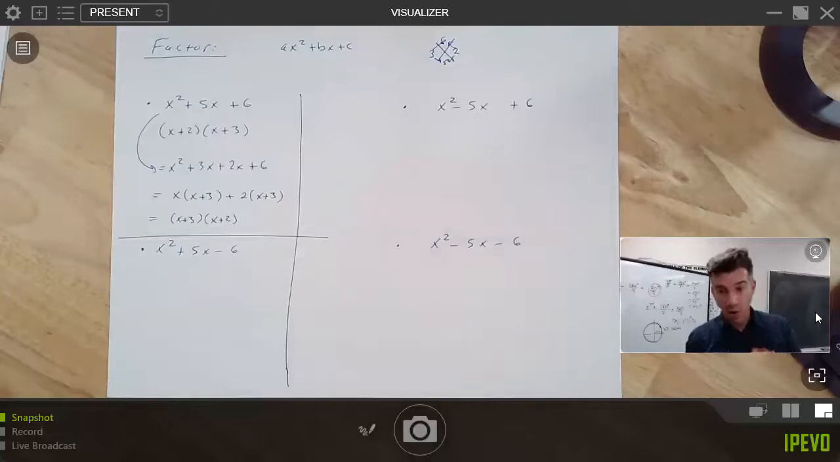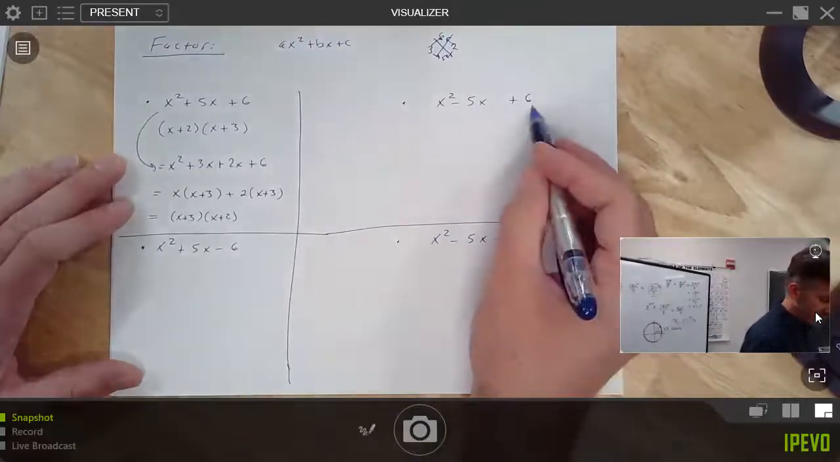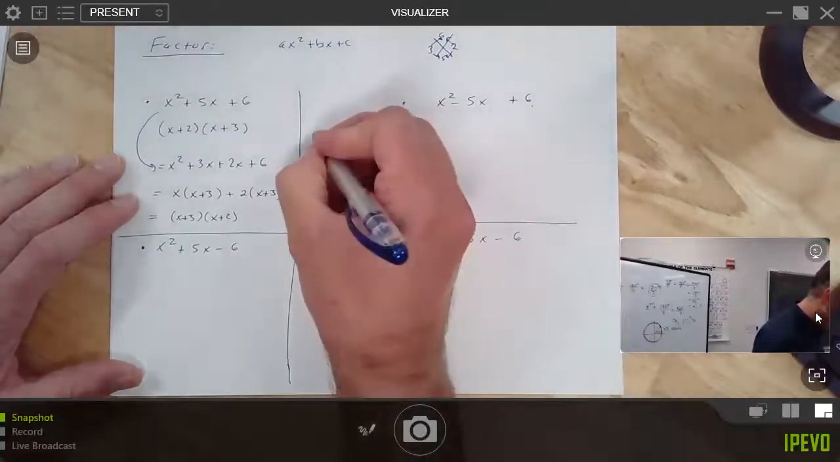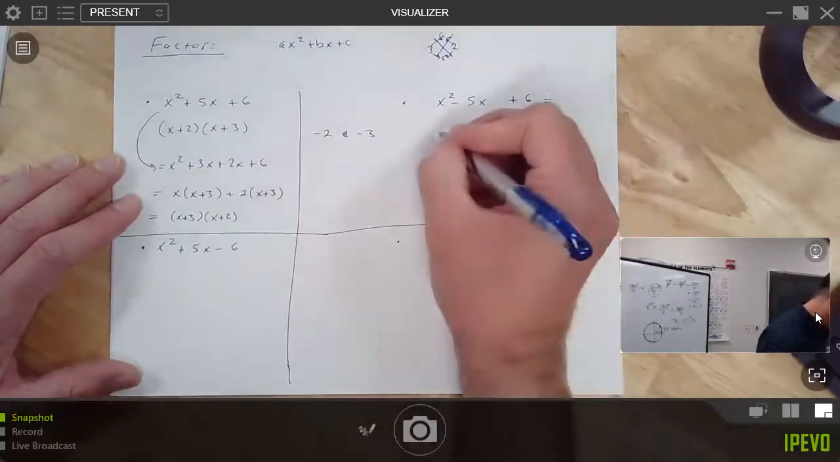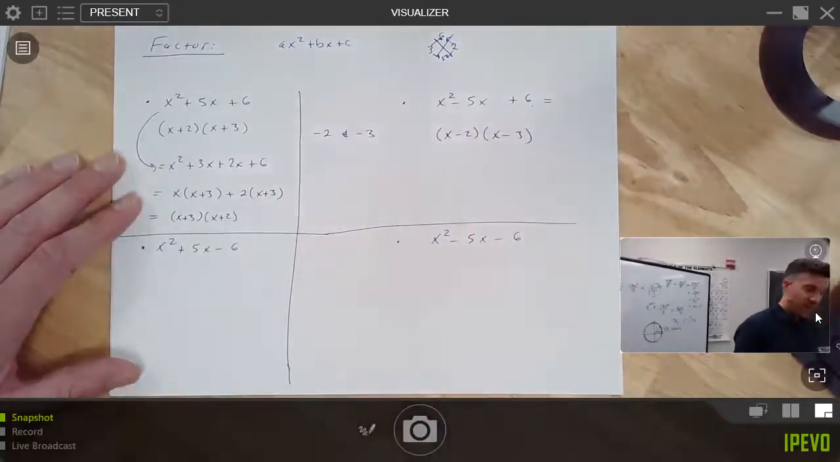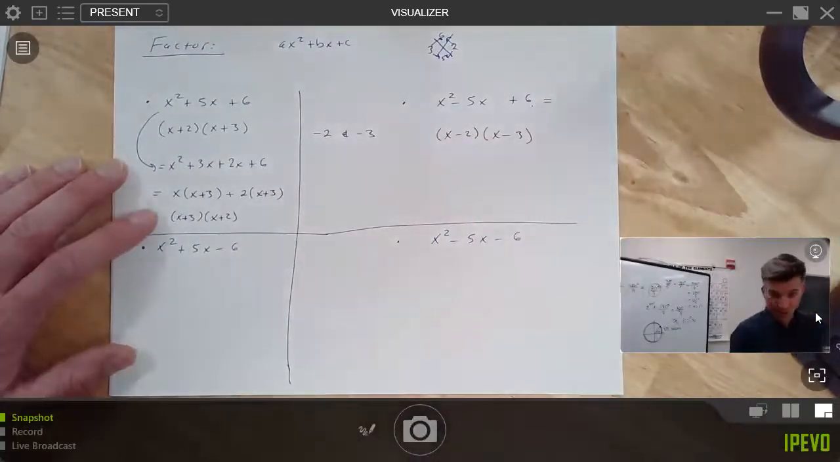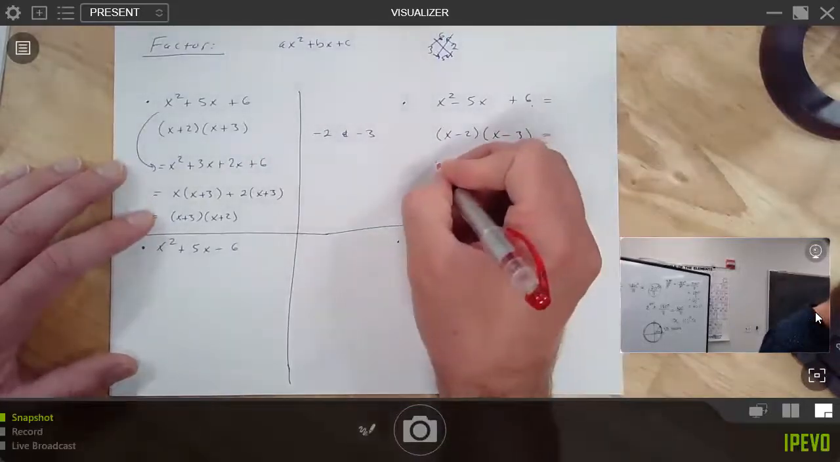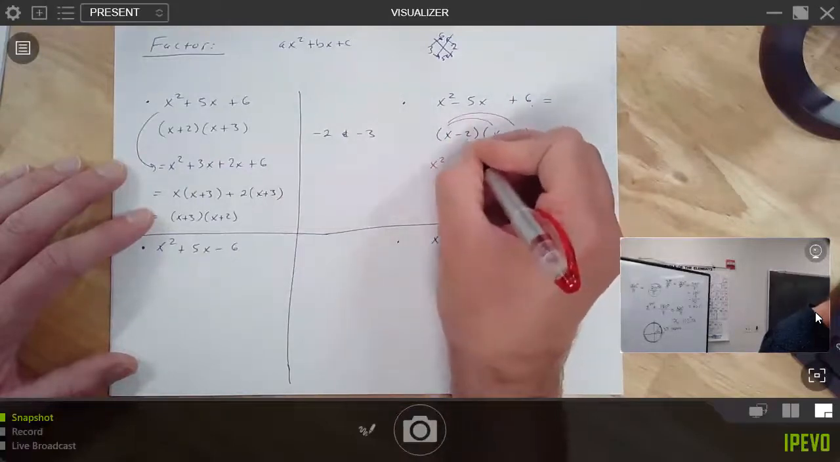Excuse me. That's not always the case. It's not usually the case if your coefficient of x squared is something other than 1, which we will get to. So for this one here, x squared minus 5x plus 6, I'm trying to multiply to 6 and now add to -5. That's going to be -2 and -3. So this is going to equal x minus 2 times x minus 3. And hopefully you can see that if I multiply this out, I'm going to get x times x. I'm going to get x times -3. I'm going to get x times -2.